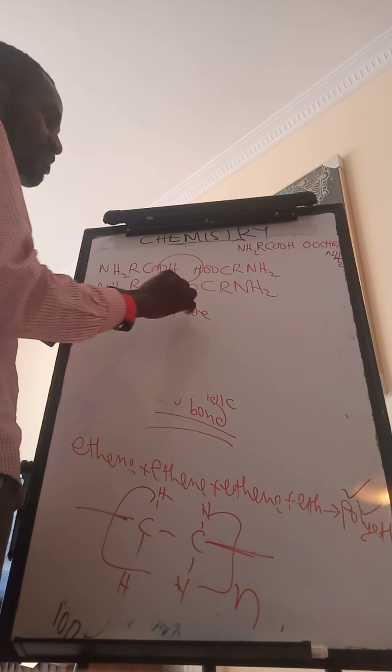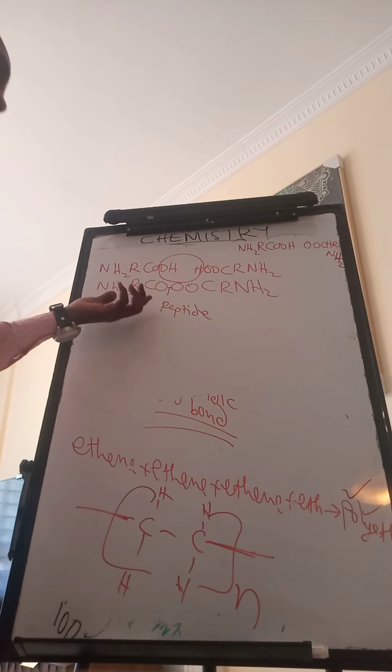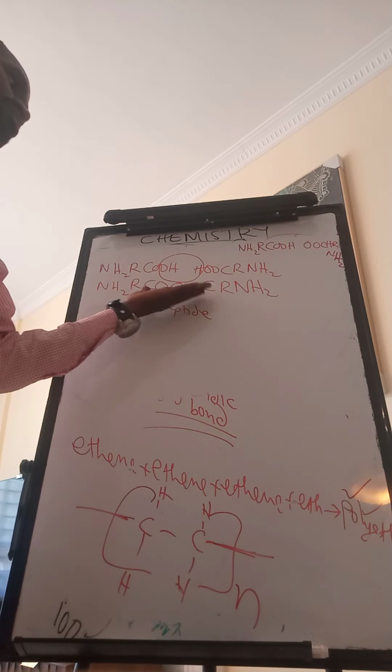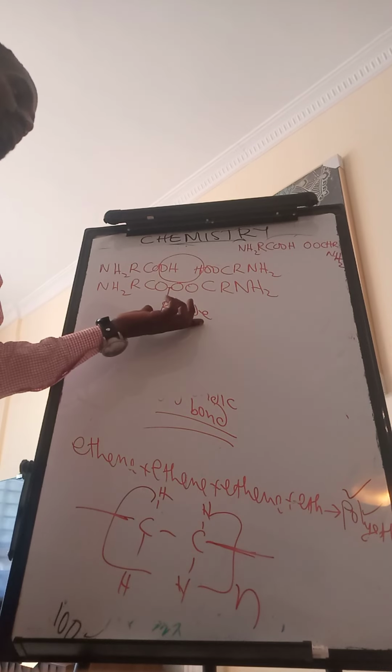Why do you call it a peptide bond? Because there are two amino acids combining to give us the dipeptide structure. So this is called a dipeptide structure because it's made up of two amino acids. So the two amino acids get held together by a peptide bond.